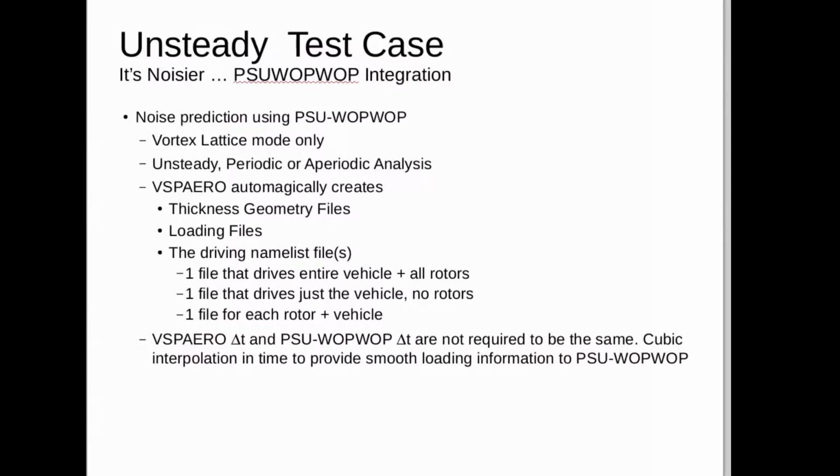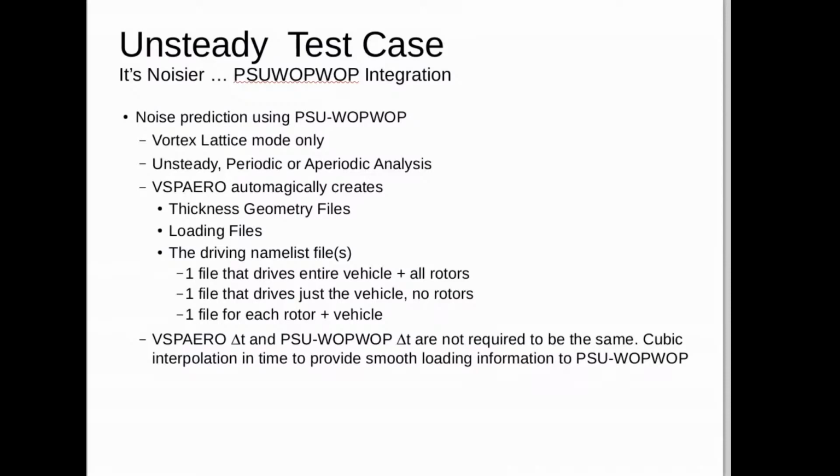It also writes out the full geometry, so you get the thickness effects, the full fuselage is there, the full wing is there in terms of the volumetric effects when you're calculating both the monopoles and dipoles for the noise. You can do unsteady, periodic, or aperiodic analyses with PSU WAP. And so, like I was saying, VSPAERO automatically creates the thickness geometry files and the loading files that PSU WAP requires. Along with all that information, I also write out the namelist driving files. So you get one file that has the entire vehicle plus all the rotors in it.